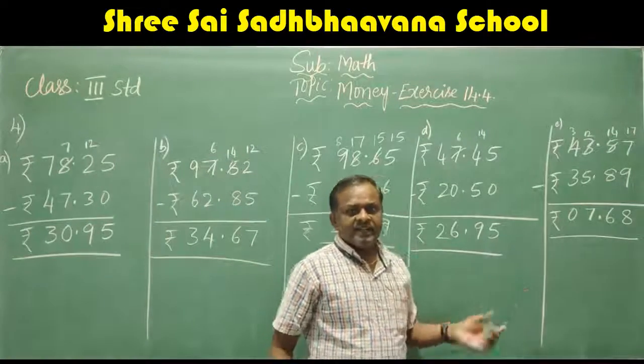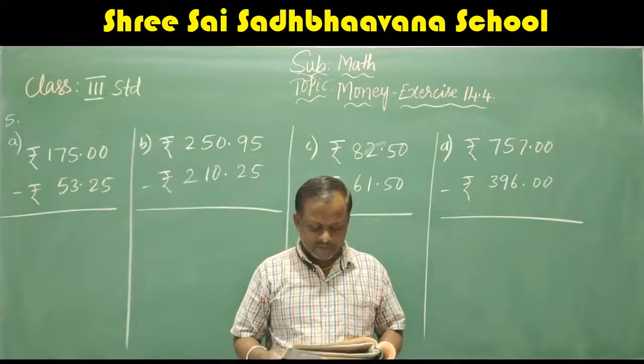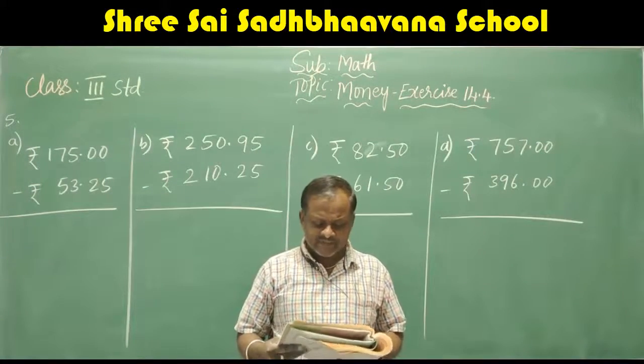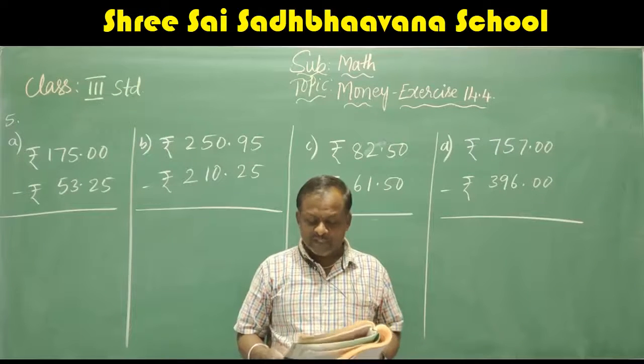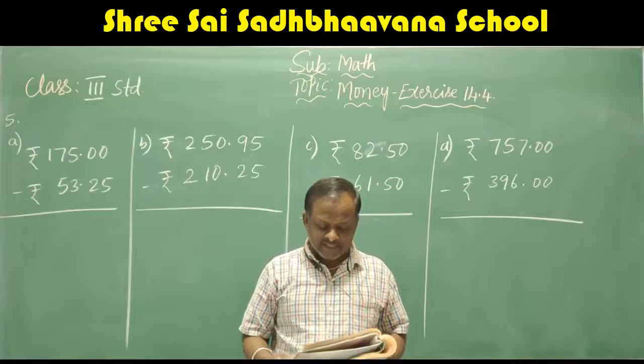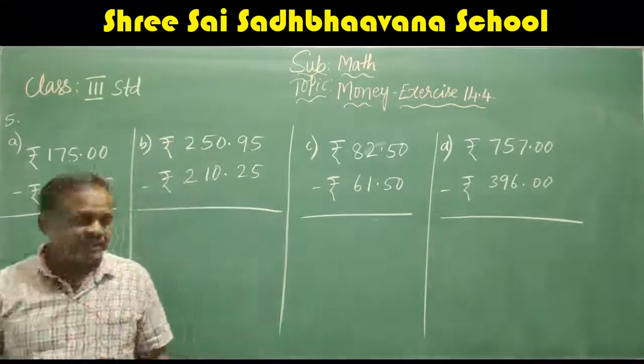Next, we'll move to the word problems. Neeraj had rupees 175 with him. He gave rupees 53.25 to his brother to buy a color box. How much money is left with Neeraj? Here I have written the solution.